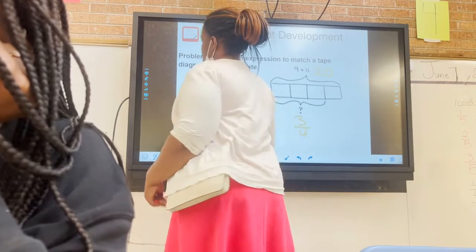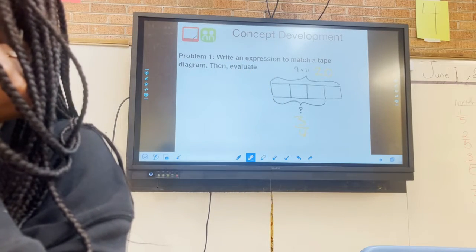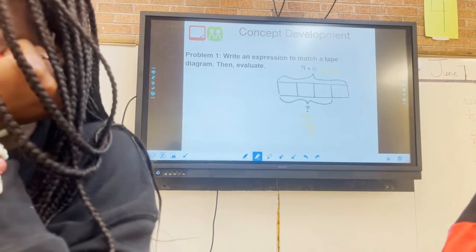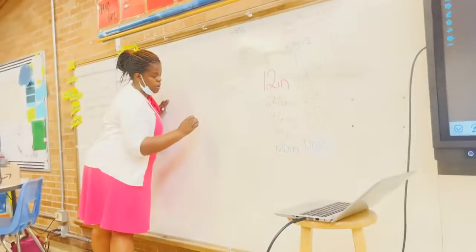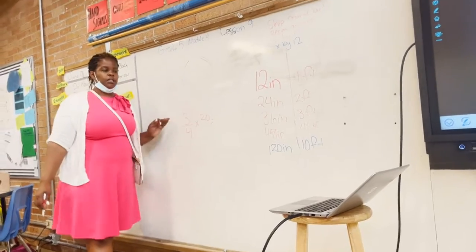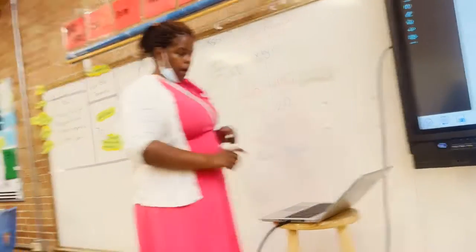Of 20, right? So what? And if I was to write it, I would write it like this: 3/4 times what? 20. Good. This is how you can write it as an expression. All right. Let's go and ask some questions.